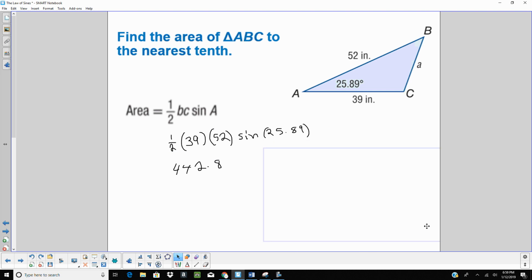All right, when you do this, you take 1/2. My sides are 39 and 52. So 1/2 times 39 times 52 times the sine of 25.89. And you should get 442.8. I probably should have put inches squared.